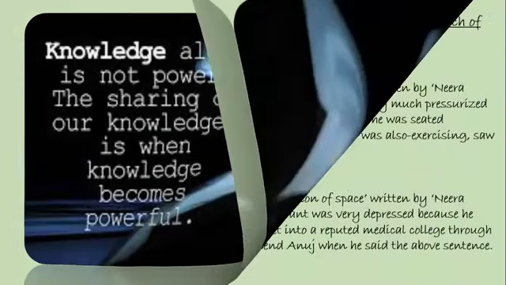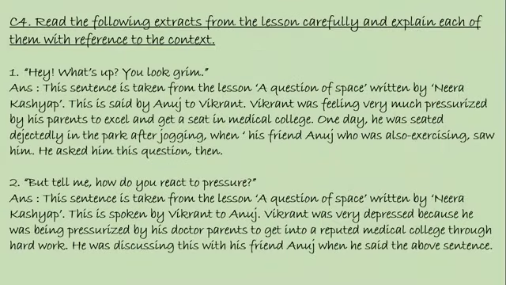So let's move ahead with the question and answer session. And this is C4. Read the following extracts from the lesson carefully and explain each of them with reference to the context. Okay, so these are reference to context type of questions which are important from the exam point of view. So first one here is, "Hey, what's up? You look grim." Answer. This sentence is taken from the lesson A Question of Space written by Neera Kashyap.